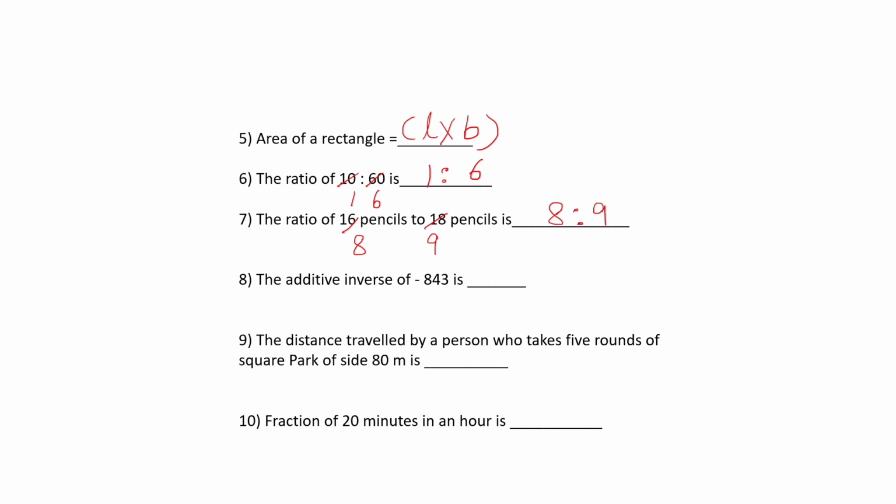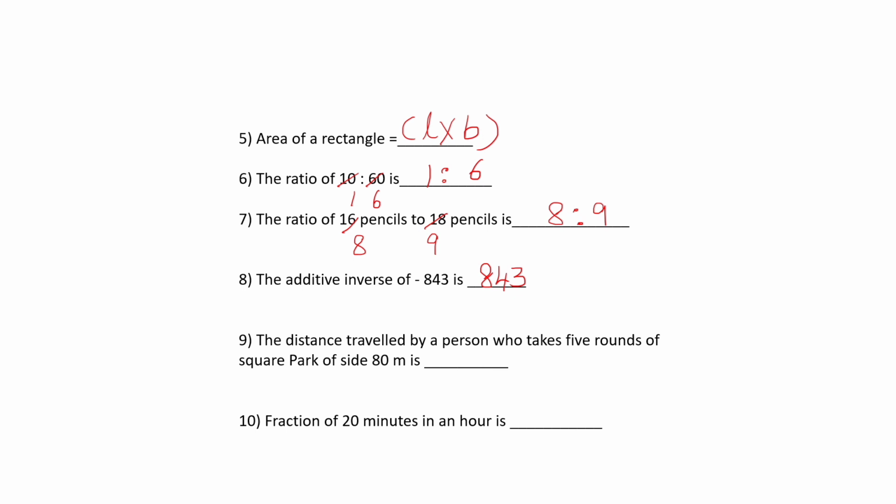Next, the additive inverse of negative 843 is, yes, the additive inverse of a number is the number that when added to it, the result will be 0. So it is negative 843 will be positive 843.